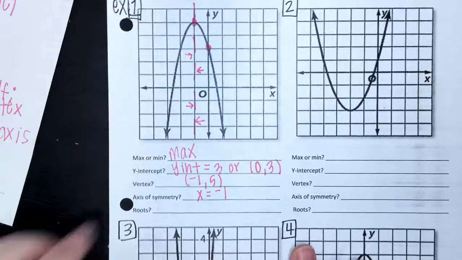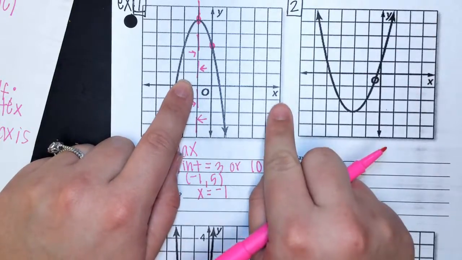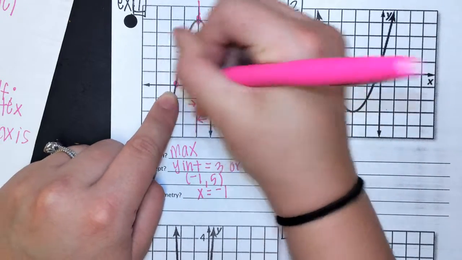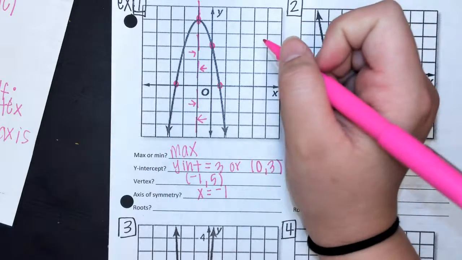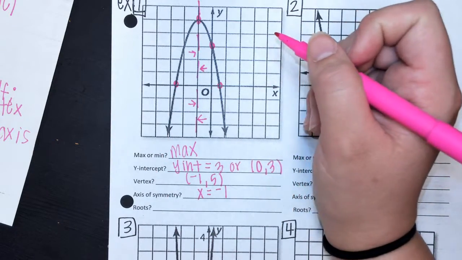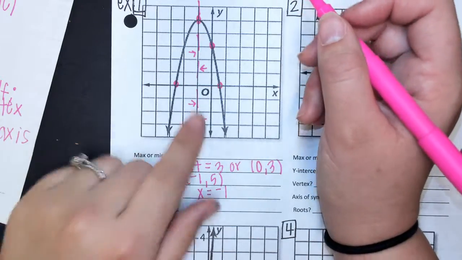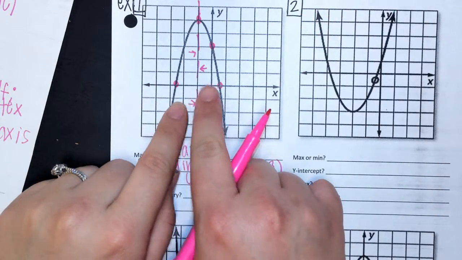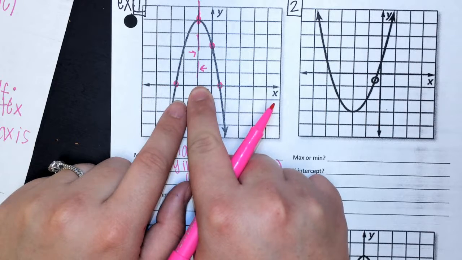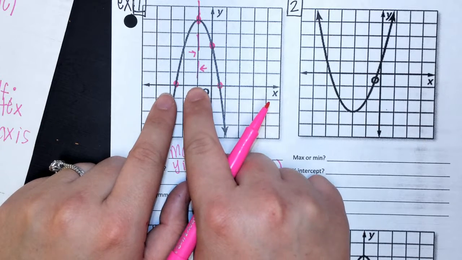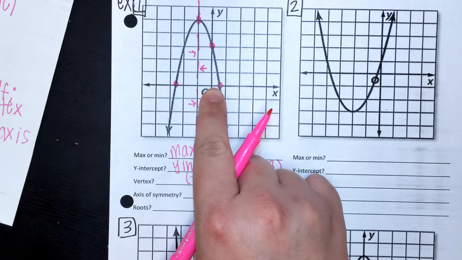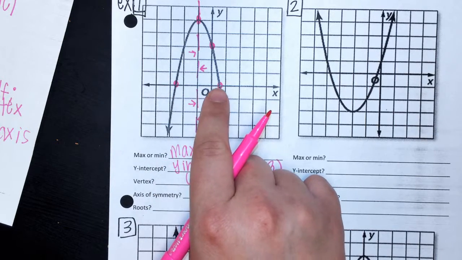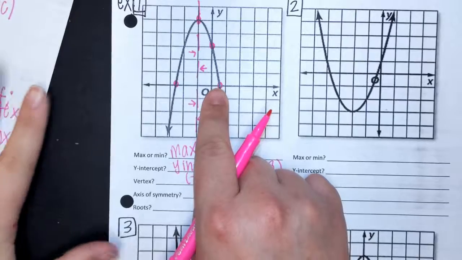Okay, and then your roots. So your roots are wherever it crosses the x-axis. So here's a root, and here's a root. But here's the thing. It's not right on a point, so we have to guesstimate. Okay, so right here is 0, 0. So let's see how far this root is over. Well, it's over 1 and what? Like 1.6? You're not going to be counted wrong if you're close.